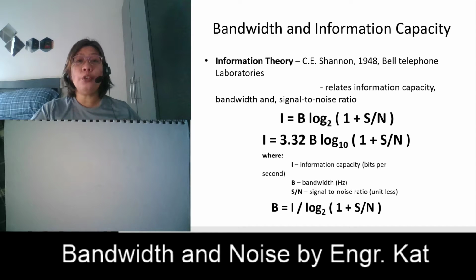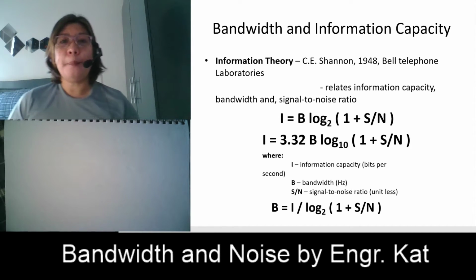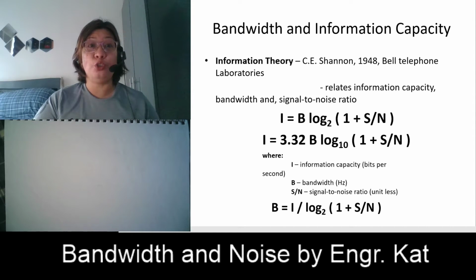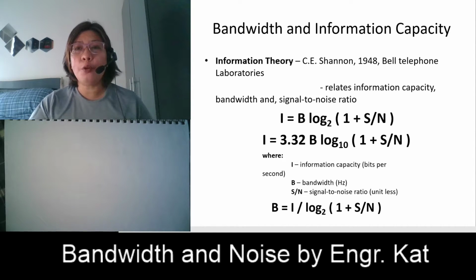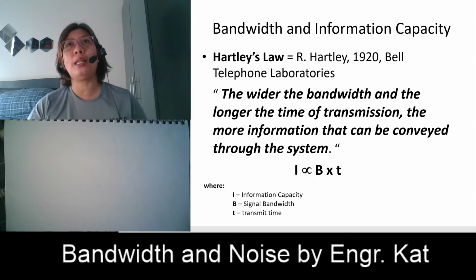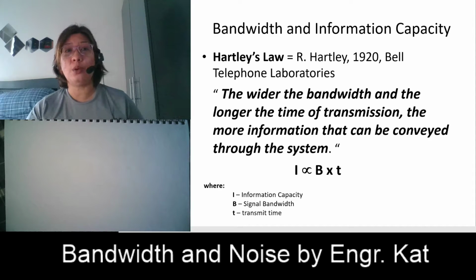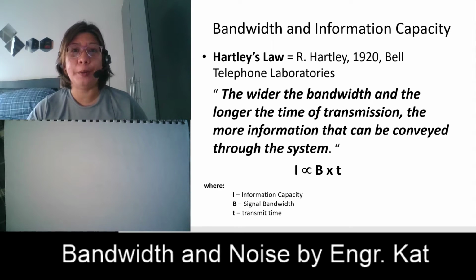So another information theory is from C. Shannon in 1948, also at Bell Telephone Laboratories. This relates information capacity, bandwidth, and noise. Okay, so if you go back here, noise is not included. So technically, this is an ideal condition. Why? Because we didn't take into consideration the effect of your noise.